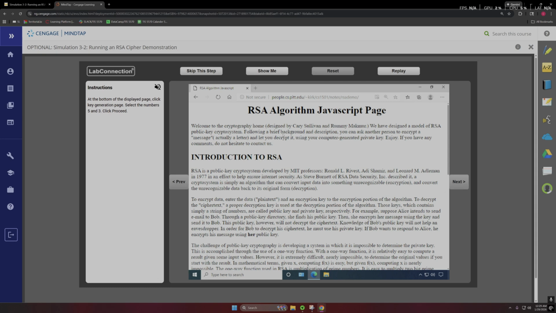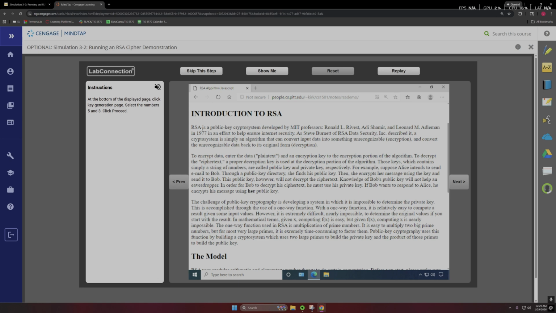Yeah, basically, as they said, you can ask another person to encrypt the message, or letting you decrypt it using your own computer generated private key. The introduction to RSA. RSA is a public key crypto system developed by MIT professors. Here's all the listed professors, I guess, in 1977. Wow, that's a pretty while back. It's interesting to know. This is just so to ensure internet security is always up.